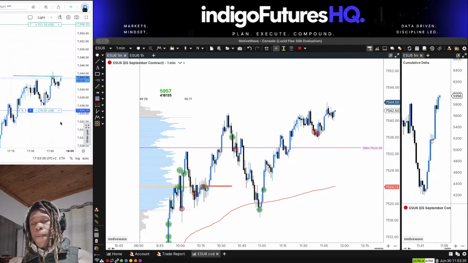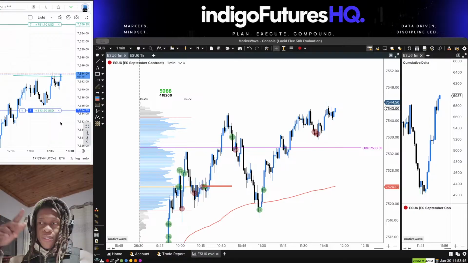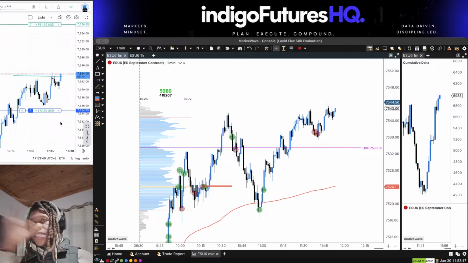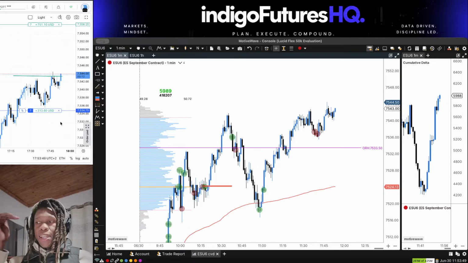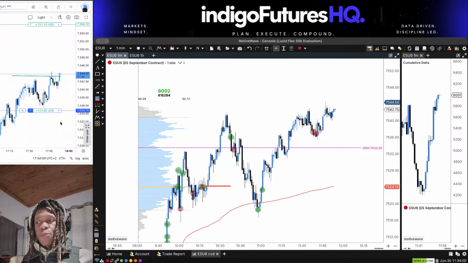So how am I watching that number and making sense of it? Well, if the delta shifts from 6,000 to 5,000, it must mean that more sellers stepped in at that point. And if that number keeps getting lower and lower, it means more sellers are stepping in, which is why the delta keeps getting smaller and smaller. But yeah, here we go.